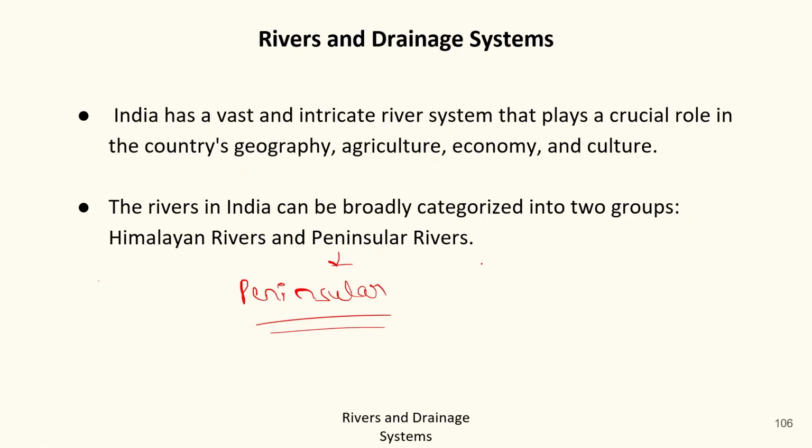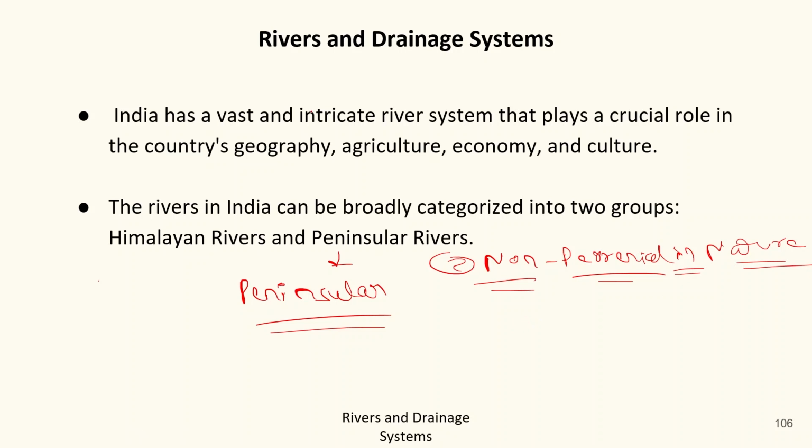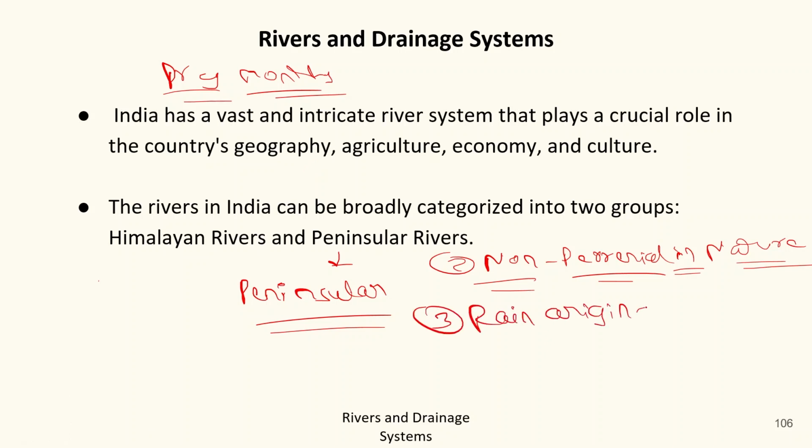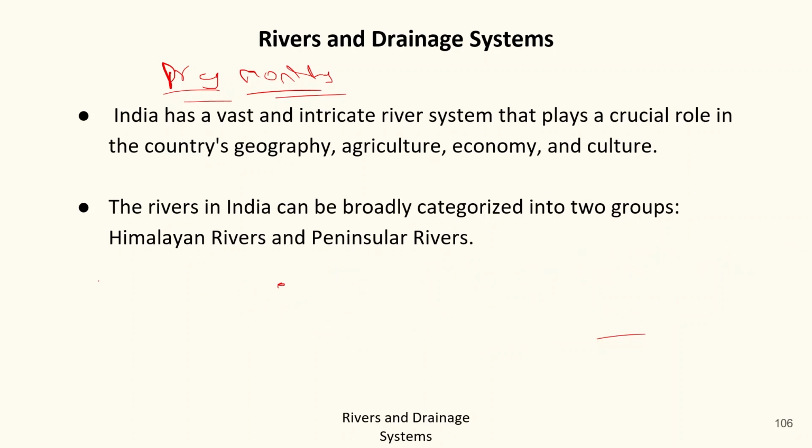So first thing is that they originate in the peninsula. Second thing is that they are non-perennial in nature. It means that they do not have an annual flow of water. During some months, basically the dry months, the water level of these rivers goes down. Got it? And the third point is they are rain originated. The water flowing in these rivers is basically coming from the rains, not from the glaciers like the Himalayan river systems. Got it? So here we have covered the basic difference between the Himalayan and the peninsular river system.